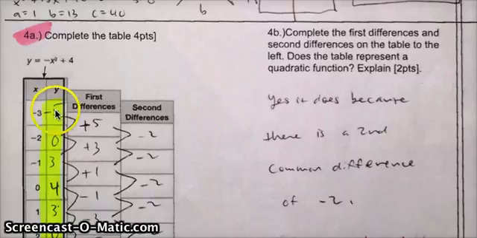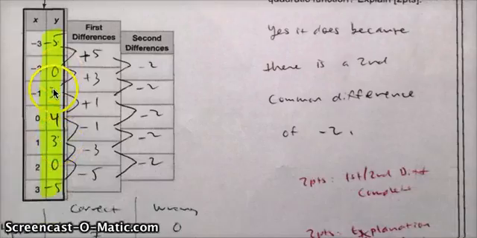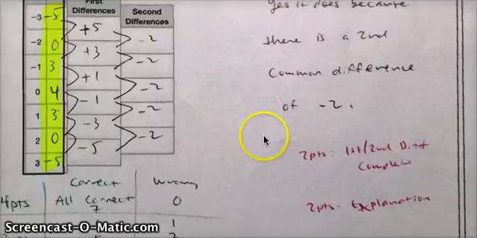Remember, it's the values going down. So -5 to 0, you have to add 5. 0 to 3, you're adding 3. Here, from 4 to 1, you are subtracting 1. And after you complete the first differences, which means it's not linear, it means it's quadratic. It's quadratic because you have a second common difference. 5 to 3 means you have to subtract 2. All my second differences are -2.